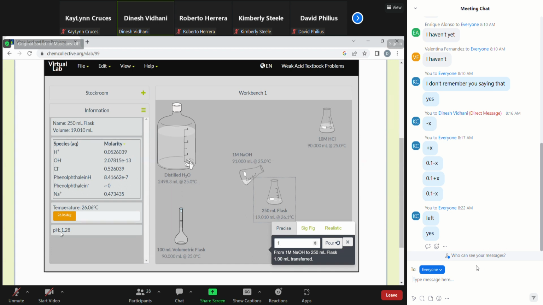See, right now I'm at 1.28, right? So what I'm going to do, I'm going to slow down. Instead of adding 1 milliliter, I'm going to add 0.2 milliliters aliquots. Let's see what happens with that. So 0.2. So I'm at 9.2 milliliters. I have added 9.2 milliliters so far. 9.4, you can see the change, 1.5.